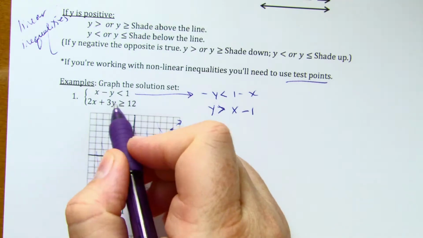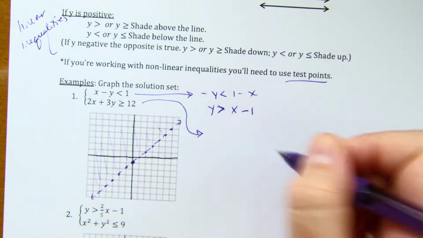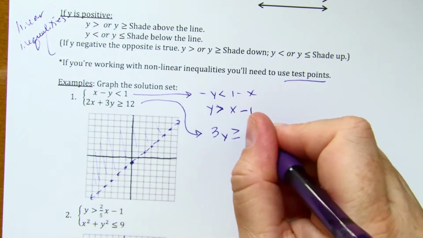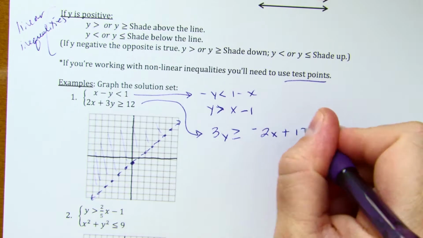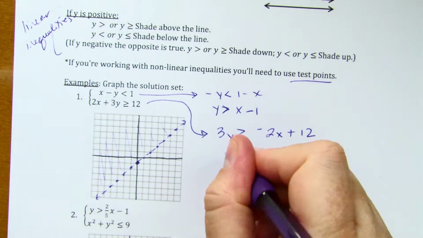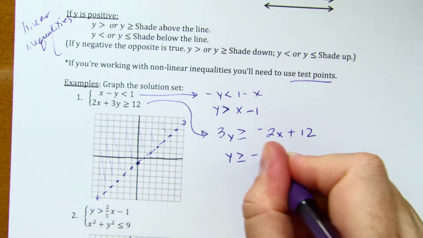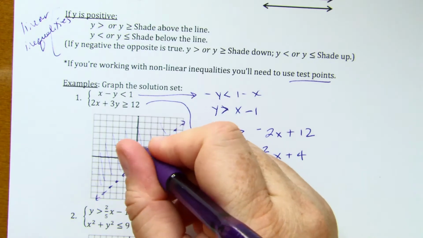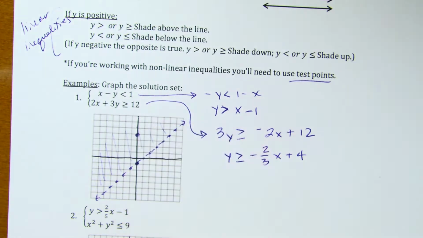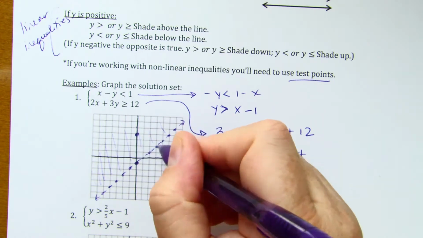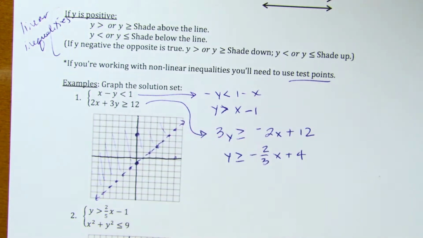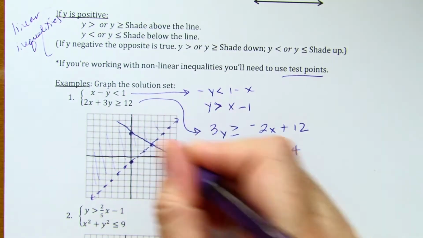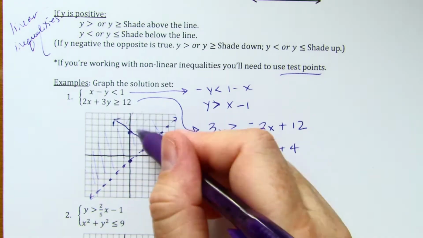And then I'm going to get the other one in slope-intercept form as well. So first thing I'll do is subtract 2x. So 3y greater than or equal to -2x plus 12. And dividing both sides by 3. My y-intercept is 4. 1, 2, 3, 4. My slope is -2/3, so I can go down 2 and over 3, down 2 and over 3, and I can do this a few times. This inequality will be a solid line. And we are shading above here as well.